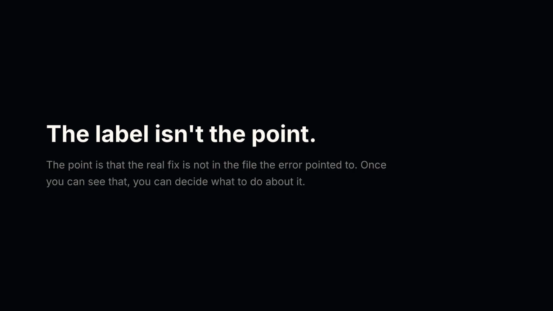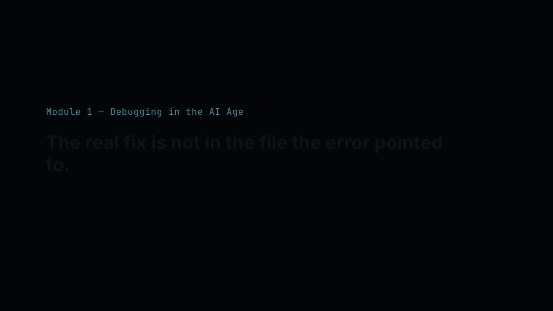So here's the point. You'll notice the overlap. A nullable user can be data or API depending on where the truth lives. The label isn't the point. The point is recognizing that the real fix is not in the file the error points to. And once you see that, you can decide what to do about it. So, the next lesson: should we throw it out or rework it?